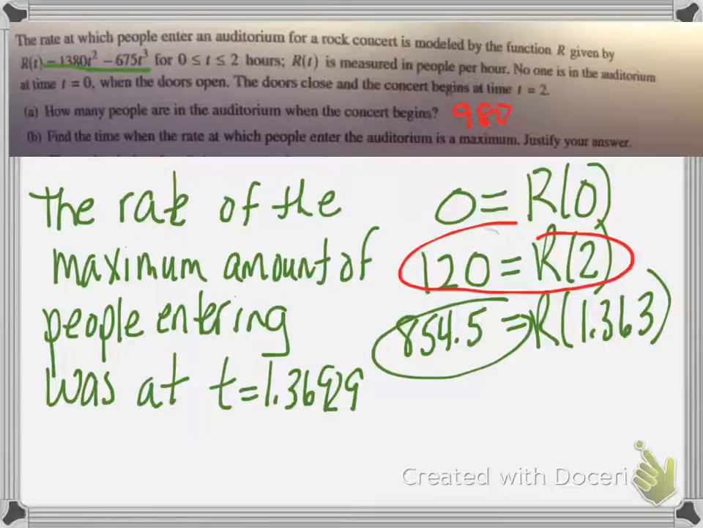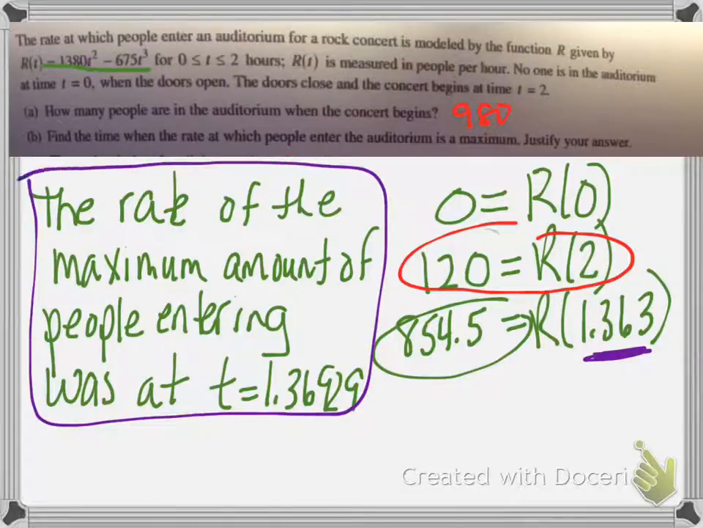Okay, so these were your point values. The point values for this part were worth 3 points. You got 1 point for setting r prime of t equals 0, 1 point for finding the critical point, and then 1 point for the answer. So that was 3 points for that one.